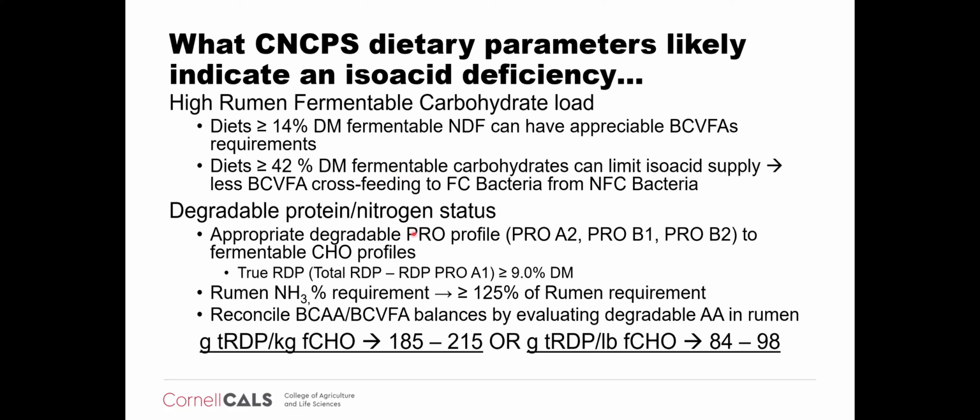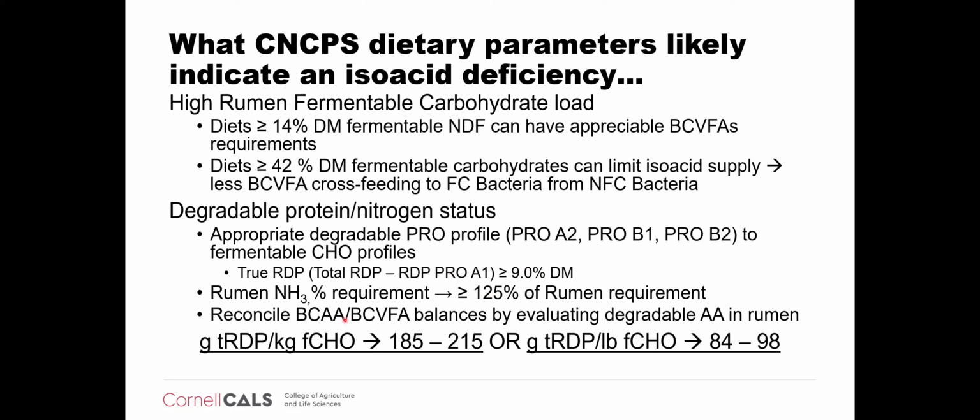So we need to look at the appropriate protein profiles, protein A2, B1, and B2, relative to the fermentable carbohydrate profiles. And again, I mentioned the true RDP is really important there. The way we have it structured, we want that to be greater than 9% of the dry matter. You can't throw more ammonia or urea at this and overcome this process, because that's just ignoring these requirements. Rumen ammonia, again, we're at least 125, maybe 130%. We haven't really changed a lot on that.